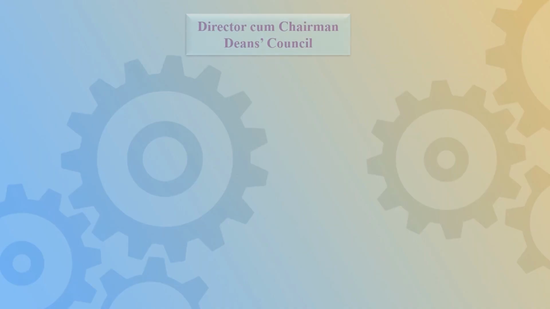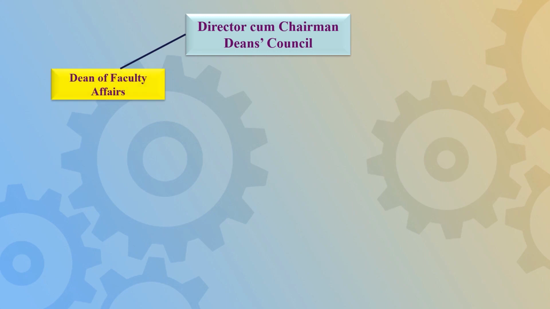Now, if you go into a little more detail of the administrative system of IIT Kanpur, the director is also the chairman of the Dean's Council. Just as the Institute Advisory Council constitutes all the heads primarily, here the Dean's Council constitutes all the deans. It depends how many deans a particular institute has. In the case of Kanpur, it is, I think, now six. So, Dean of Faculty Affairs.